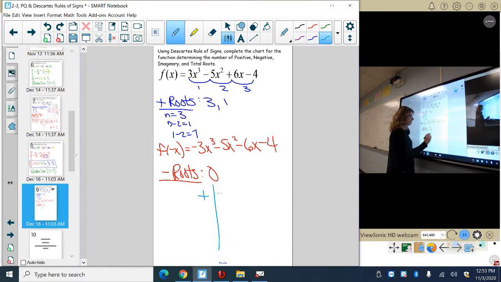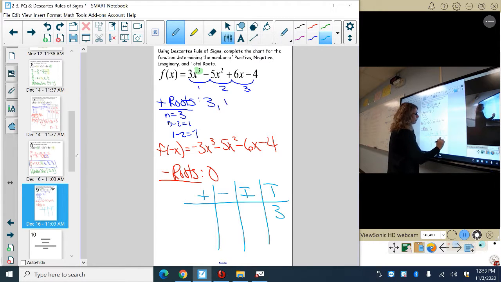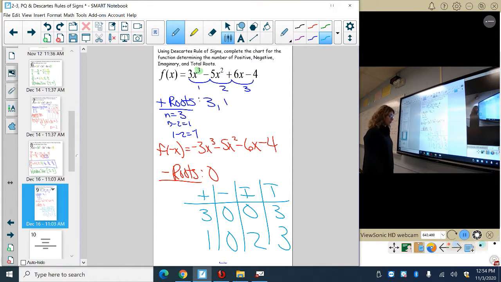I have positive, negative, imaginary, and our total. The total number of roots has to equal my degree, which is 3. So I can have 3 or 1 positive. If I have 3 positive, 0 is how many I'm going to have for negative roots every time, which leaves me 0 imaginary and 2 imaginary here.